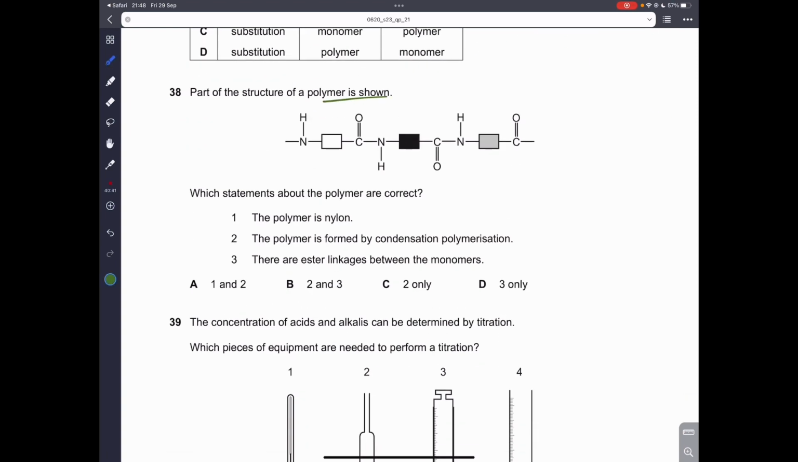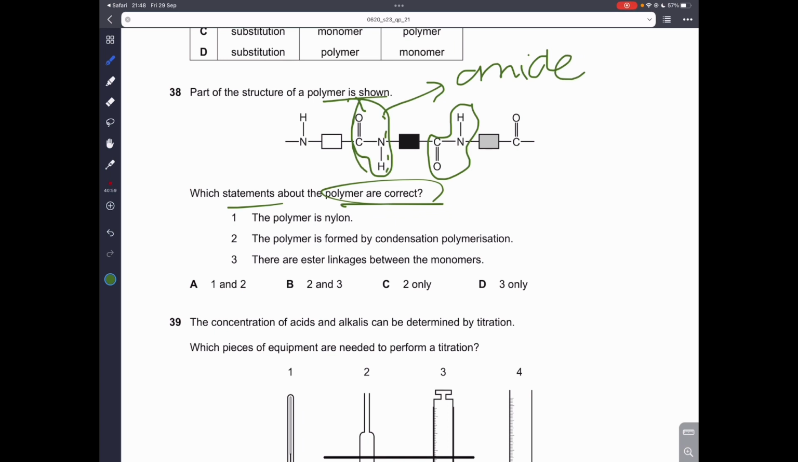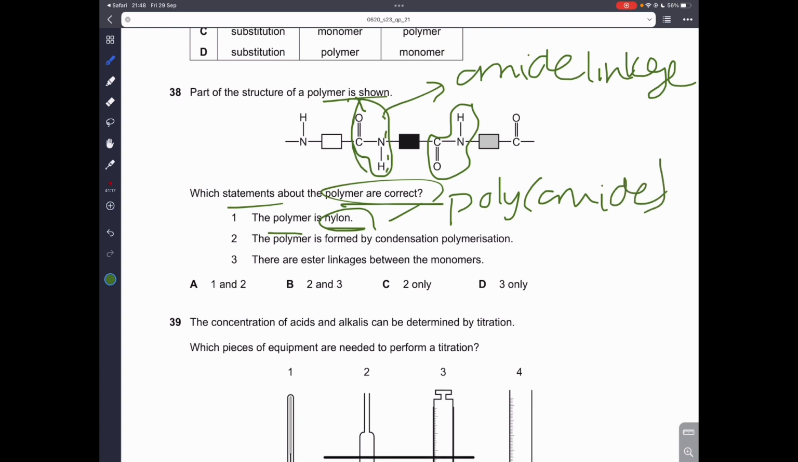Part of the structure of a polymer is shown. Which statements about the polymer are correct? So here we can see there is an amine group. Or we can just say this is called an amide linkage. In biology, we also call it the peptide bond. It basically means the same thing. Now this polymer is nylon because nylon has amide linkages. You have to know nylon is a polyamide, right? Because it forms amide linkages.